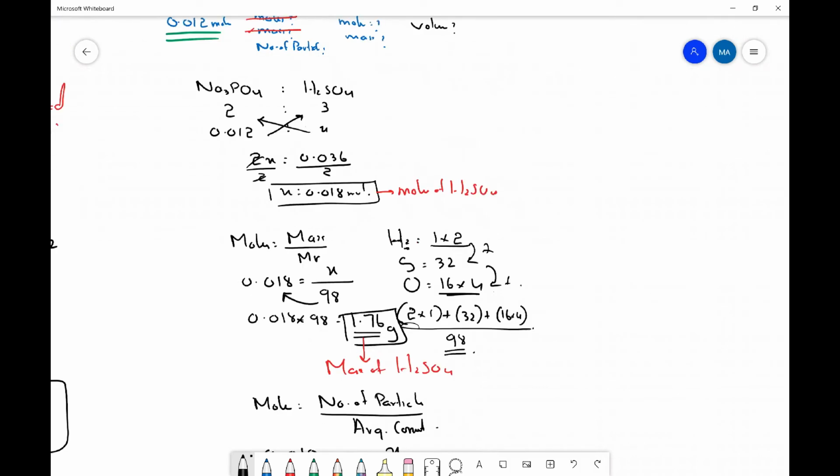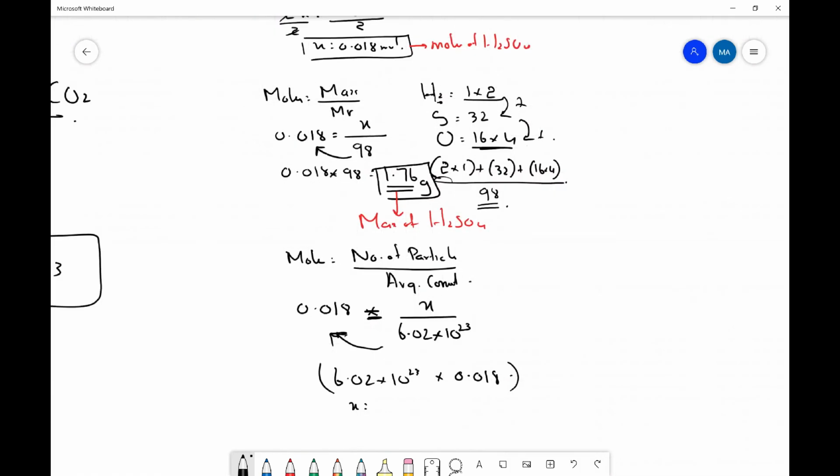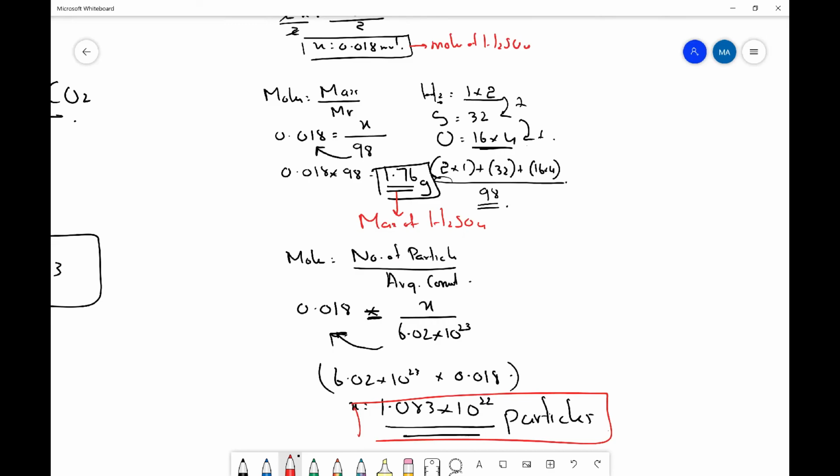It's 1.083 times 10 raised to the power 22. So these are the particles. Particles will always be in a very large number, in a very large quantity. This is a hint: your answer must be correct because you see it's raised to the power of 22. So number of particles. We're going to cross this quantity out from the question as well.